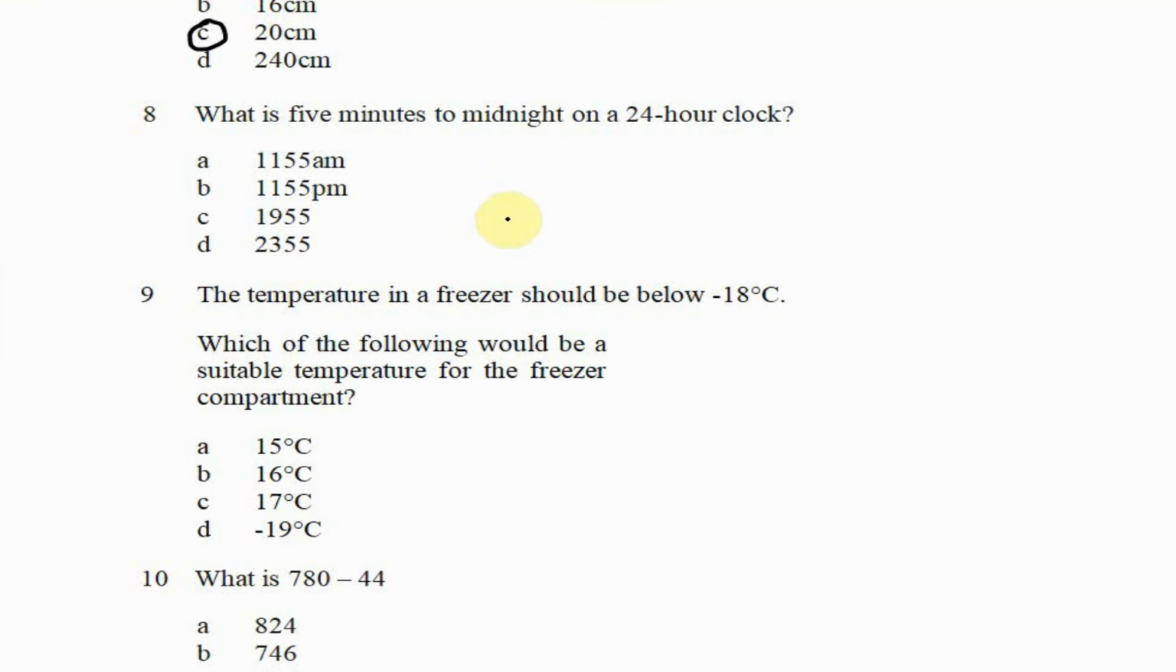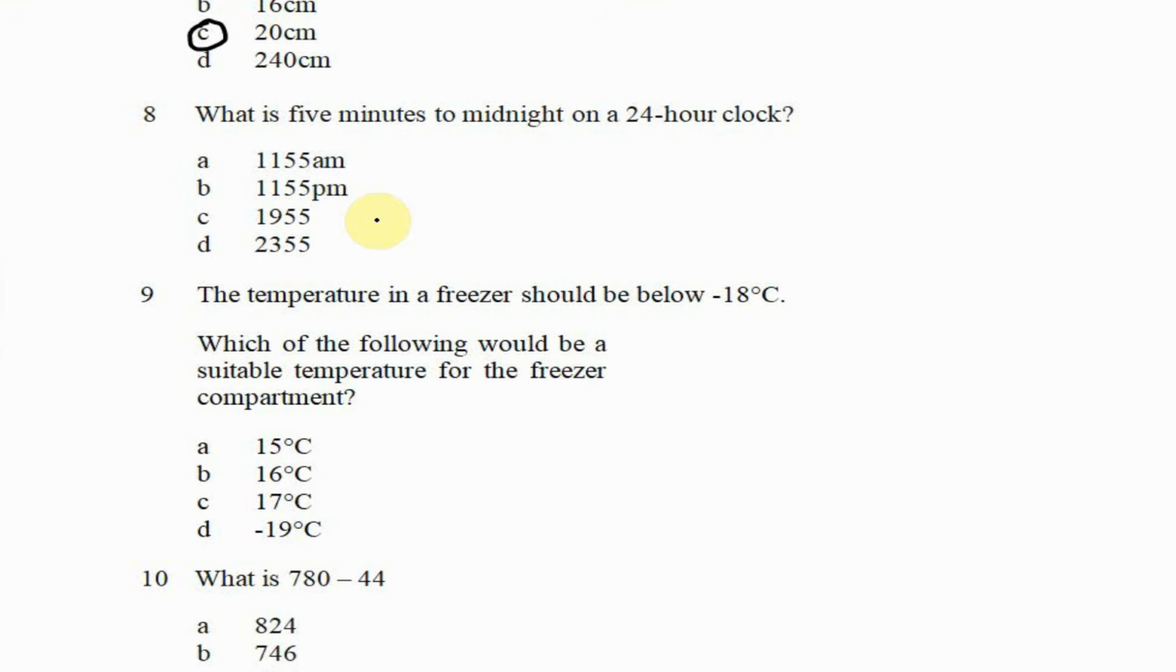Now we're looking at question 8. All right, so what is 5 minutes to midnight on a 24-hour clock? All right, now when we're talking about a 24-hour clock, usually on the normal clock, when we reach 12, then we go to 1 after 12 noon, then we have 1 p.m.